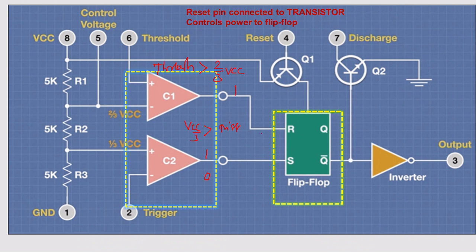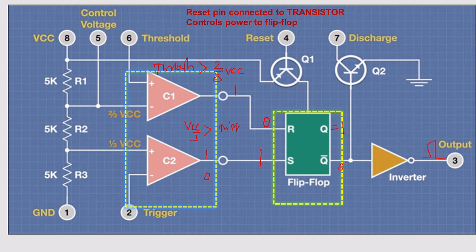See now, the upper comparator will set when the threshold is greater than 2 by 3 VCC. The lower comparator will be on when VCC by 3 is greater than the trigger. If S is 1, obviously reset should be 0. If S is 1, Q should be 1, right? Then Q bar should be 0 only, right? So it is connected to an inverter, so you will be getting the opposite of this 0, that is 1.